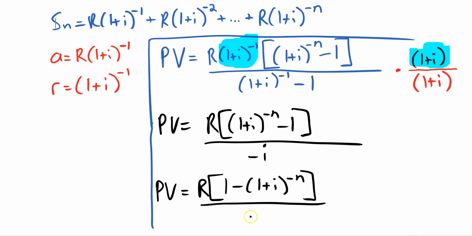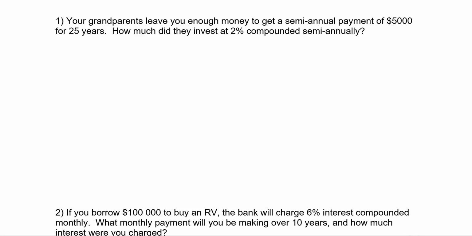So this right here is our formula for the present value of an annuity, and it'll tell us how much money we have to invest in order to have a certain regular payment over time. An example of what this may look like: your grandparents leave you enough money to get a semi-annual payment, so that's twice per year, of $5,000 for 25 years. How much do they invest at 2% compounded semi-annually?